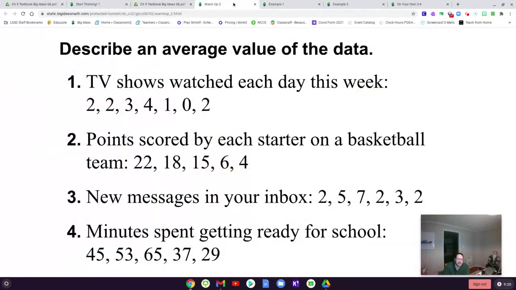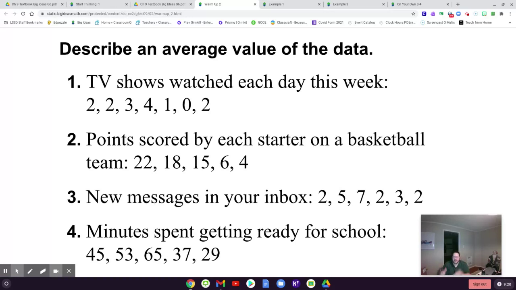Okay, so now we're going to practice that. So TV shows watched each day this week. 2 shows, followed by 2 shows again the second day. 3 shows the third day. 4 shows the fourth day. 1 show, then 0 shows, no TV that day. And then 2 shows on the final day. So find the mean average for the amount of shows.